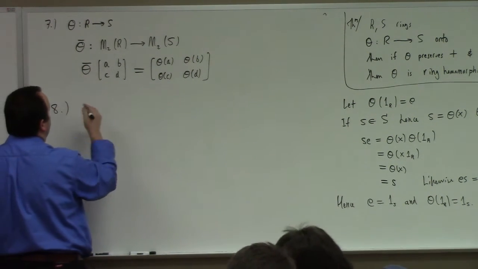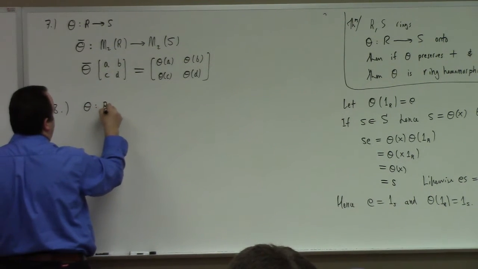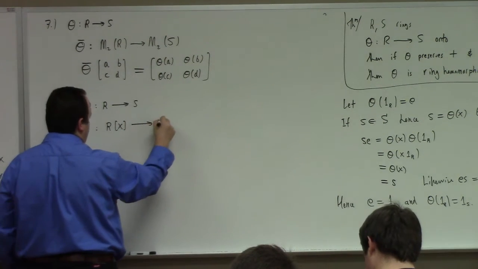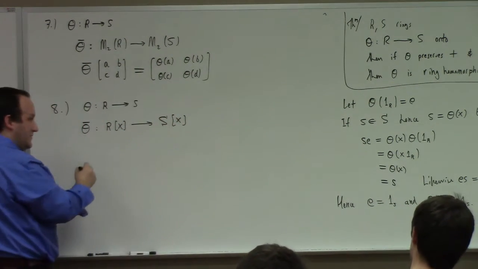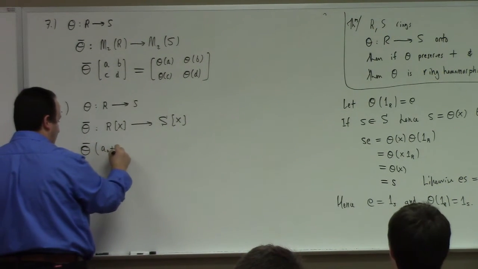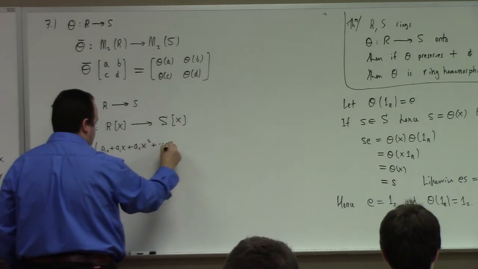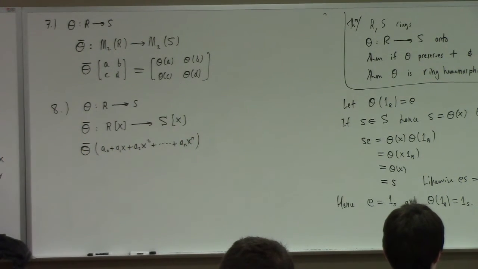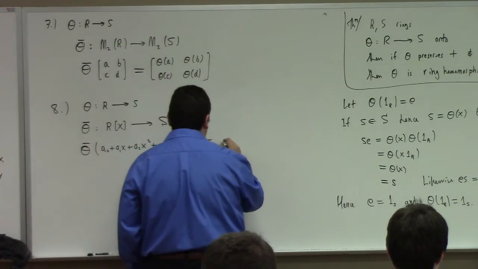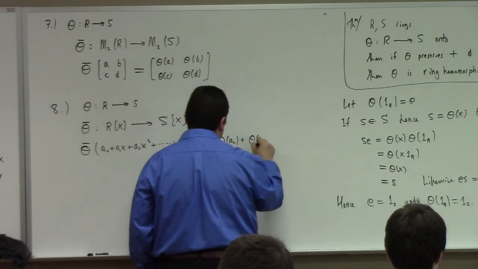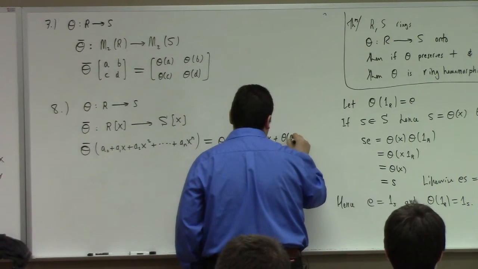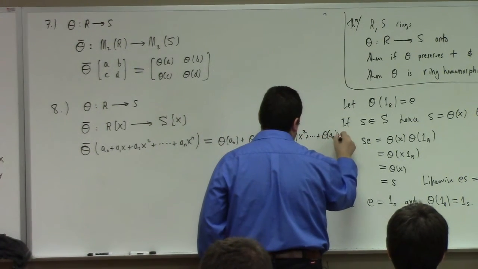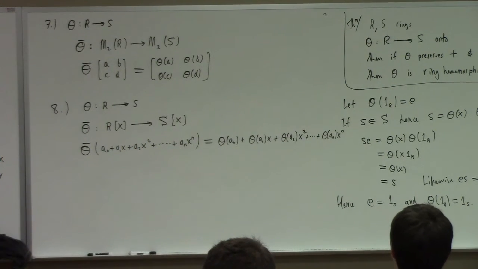In the same vein, if I've got theta going from R to S again, and I want to build a new homomorphism theta bar from polynomials over R to polynomials over S, what I would do is say theta bar of a0 plus a1 x plus a2 x squared plus dot dot dot plus an x to the n. So there you go, a typical polynomial over the ring R. How do you get the corresponding polynomial over the ring S? You just map the coefficients. And you can prove that this is a homomorphism of rings. At times, knowing about this is very useful.